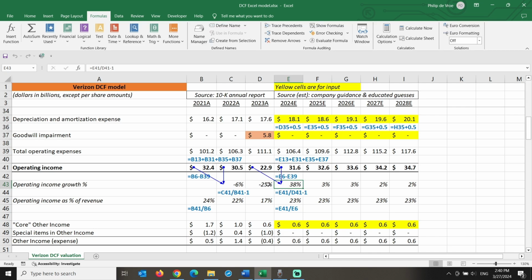The significant decrease in 2023 is largely driven by the one-off goodwill impairment expense, and so is the significant increase in 2024 when there is an absence of goodwill impairment.